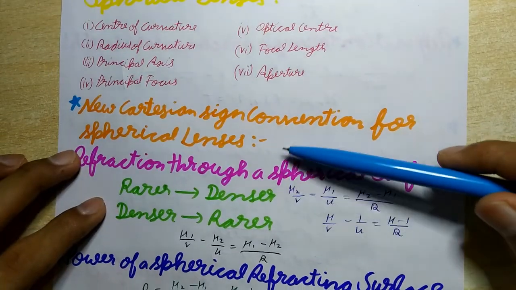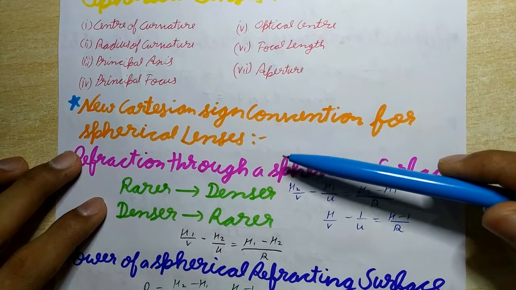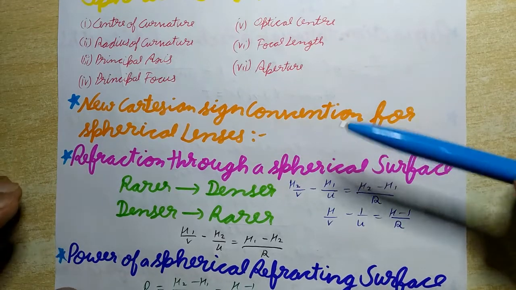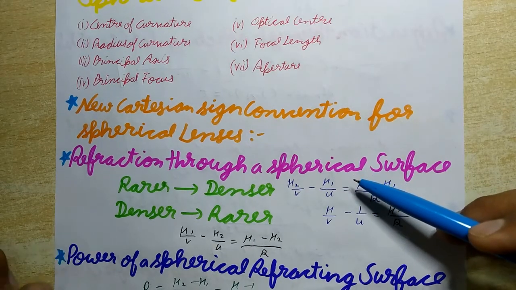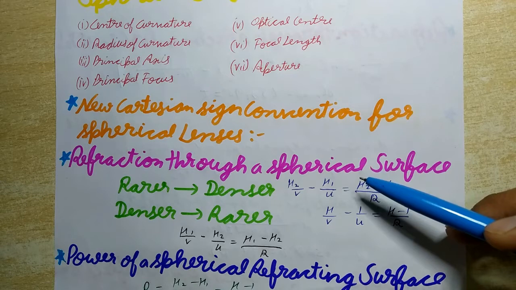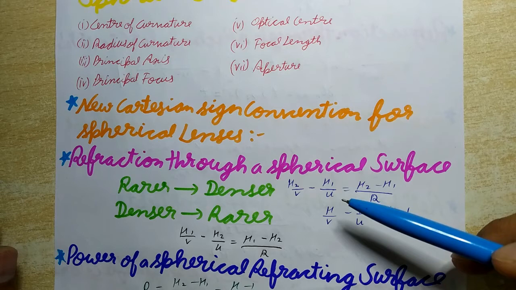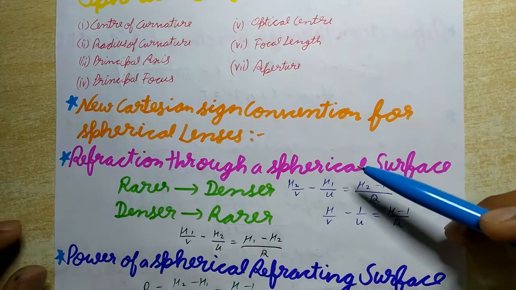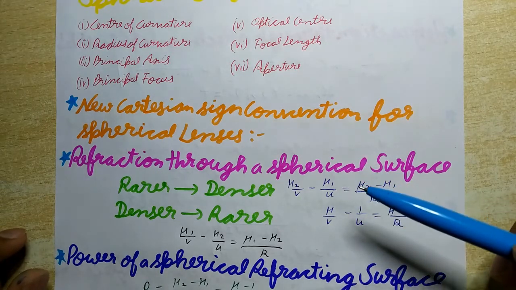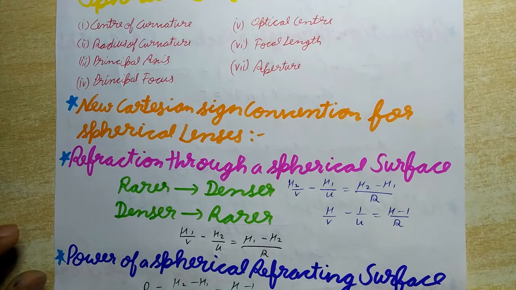Now next topic is new Cartesian sign convention for spherical lenses. First, all distances are measured from the optical center of the lens. Second, the distances measured in the direction of incident light are taken as positive. Third, the distances measured in the opposite direction of the incident light are taken as negative. Fourth, heights measured upwards and perpendicular to the principal axis are taken as positive. And fifth one, heights measured downwards and perpendicular to the principal axis are taken as negative.